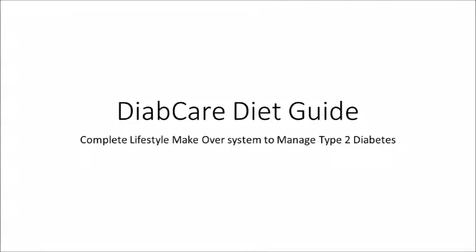Welcome to the discussion about the DiabCare Diet Guide. Here we are going to talk in detail about how one can plan their diet or meals based on its effect on blood sugar levels. We need to understand that whatever food we eat is going to affect our blood sugar levels. To take control of the situation, we have to modify eating patterns and eating habits. So let's get started.